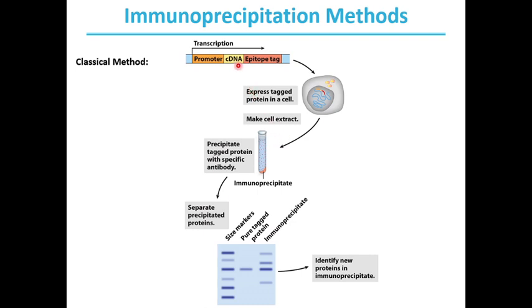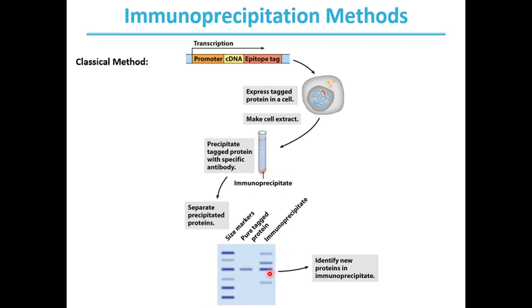In the classical method, the gene of interest, shown in the yellow box, is cloned next to a gene for an epitope tag. And the plasmid is then expressed in a cell which expresses the protein of interest that is tagged to the epitope tag. Next, a cell extract is made and then precipitated using the antibody for the epitope tag. And the precipitate, which is called as the immunoprecipitate, is then separated on an SDS-PAGE gel. And the proteins separated are then immunoblotted onto a membrane, and proteins are then analyzed using antibodies for the protein of interest.